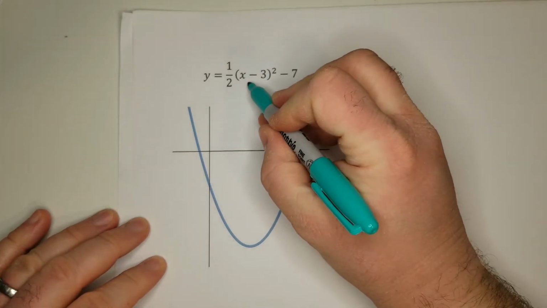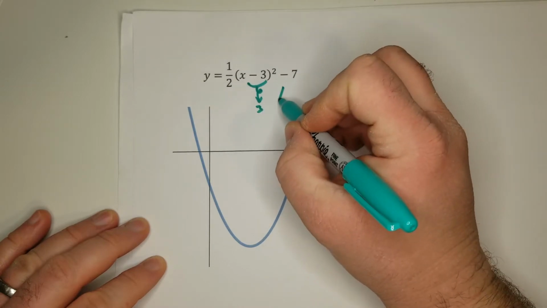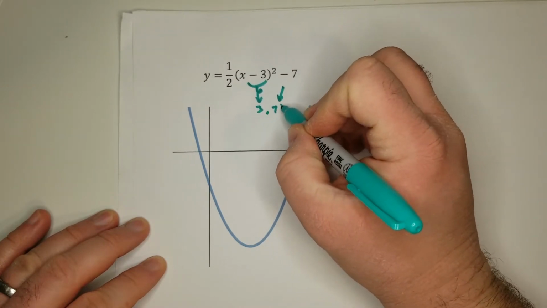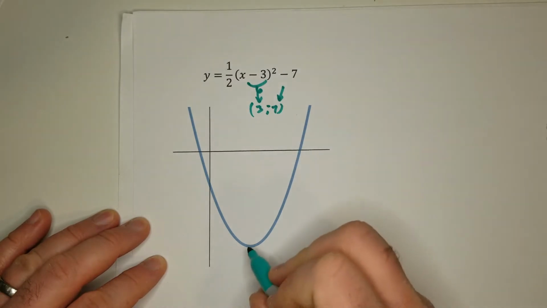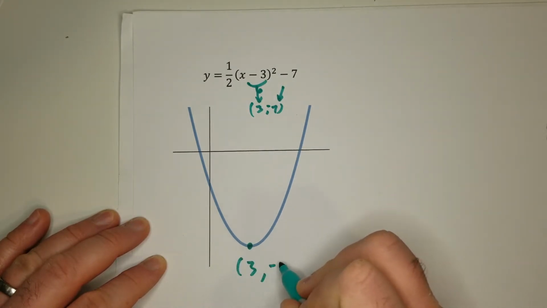We take this number and we flip the sign, so that'll be positive 3. And this number is going to become exactly as it looks there, a negative 7. So this point right here is going to be (3, -7).